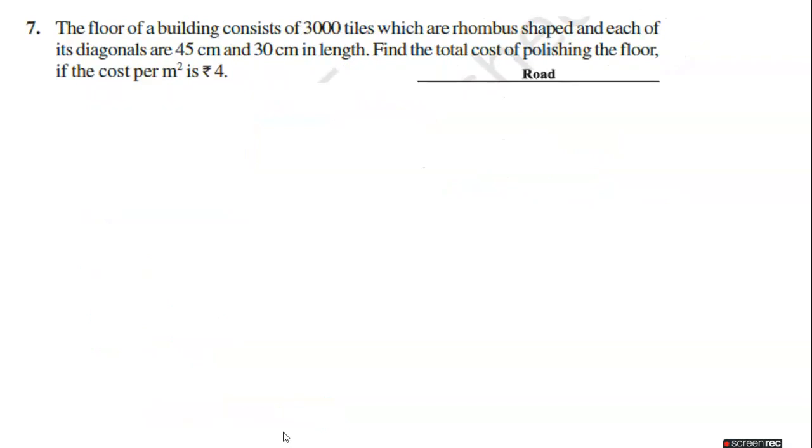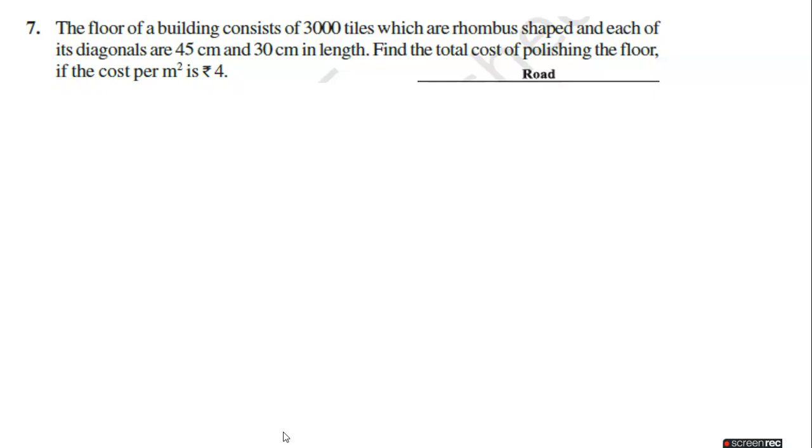Okay, let's go towards the seventh question. As you can see here, the floor of a building consists of 3000 tiles which are rhombus shaped. The diagonals are given, so d1 and d2 both are given. Find the cost of polishing the floor if the cost per meter square is 4 rupees.